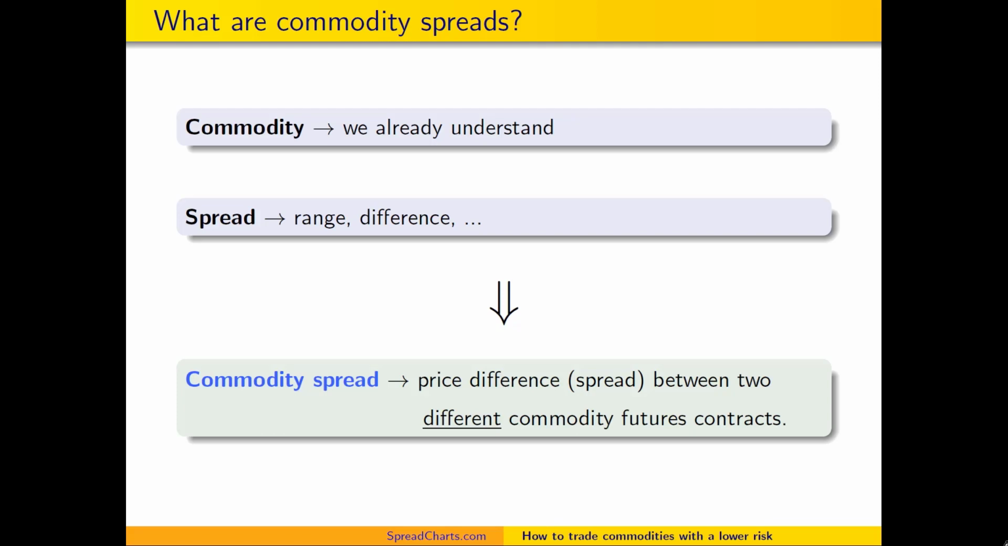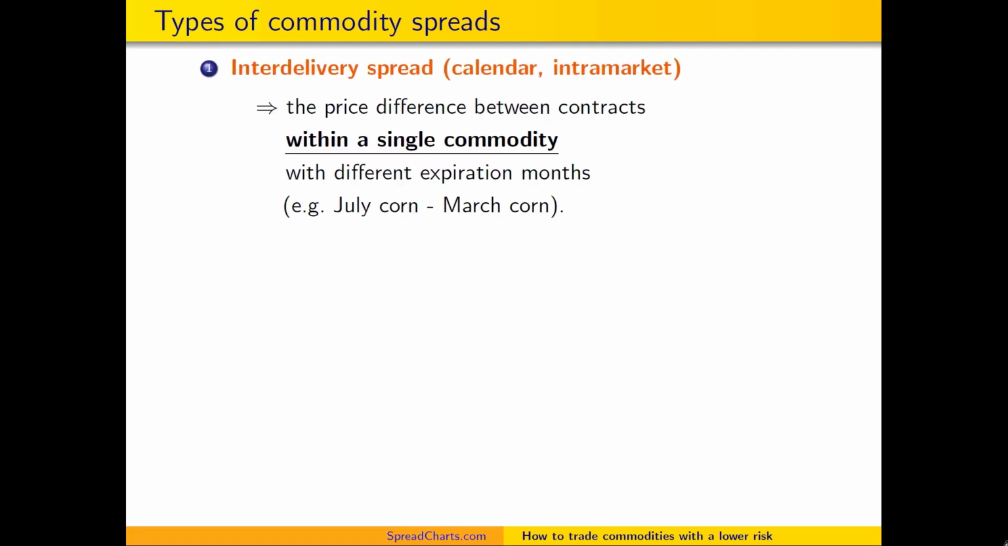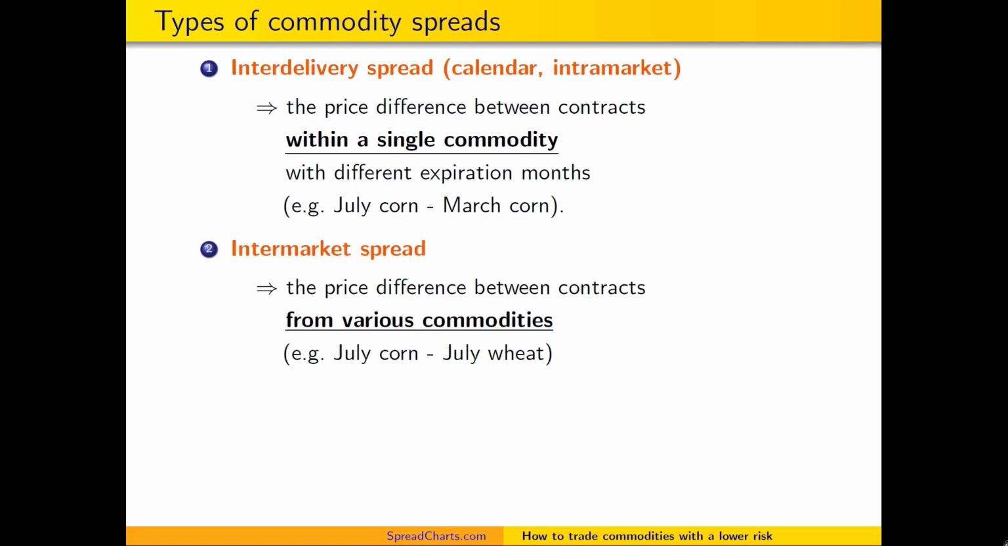There are 3 types of commodity spreads. The first ones are interdelivery spreads, also known as calendar or intramarket spreads. Interdelivery spread is a price difference between contracts within a single commodity but with different expiration. For example, a spread between July corn and March corn. The second type is called intermarket spread. It is a price difference between contracts from 2 different commodities like July corn and July wheat.